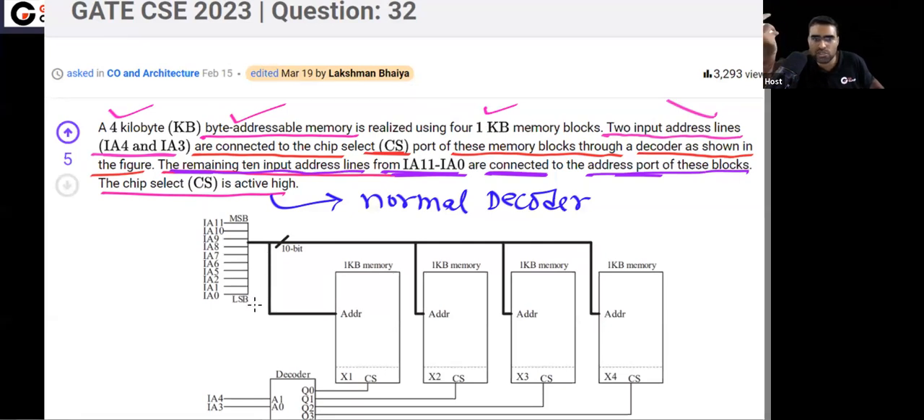We have already seen memory interleaving, high order memory interleaving, low order memory interleaving. All these concepts we have seen. We have taken a lot of questions and done a lot of examples. This question is the complete revision of whatever we have studied. So this is a beautiful question. I hope you can appreciate that this is a very well framed question. Every piece of information is available. Now let's come back to the question. Chip select is active high. Now let's move on.